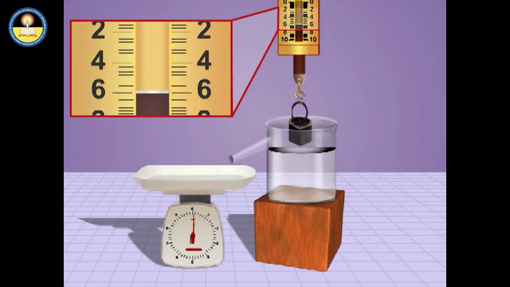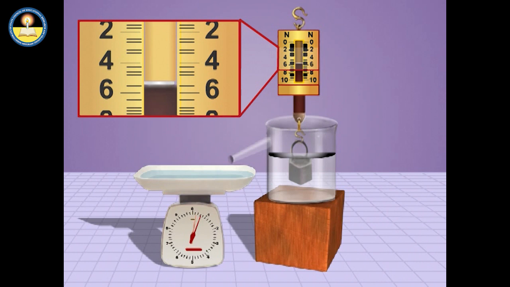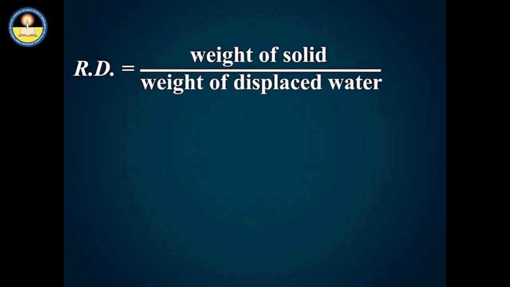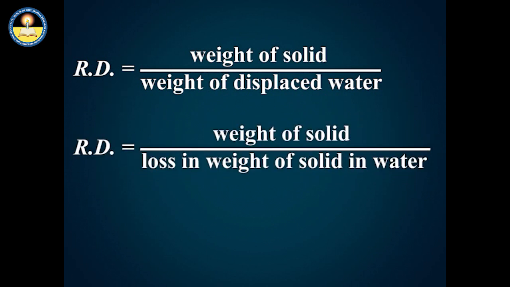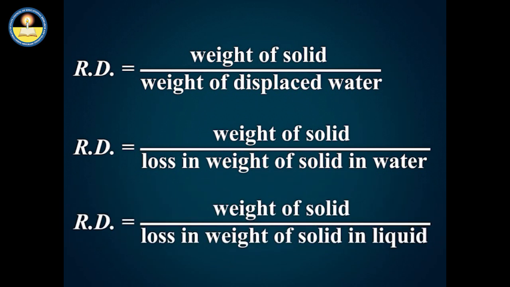Furthermore, when the solid is completely immersed in water, it displaces equal amount of water. Therefore, relative density can be defined as the ratio of the weight of the solid and the weight of the water displaced by the solid. According to the Archimedes principle, this weight of displaced water is the loss in weight of the solid in water. Thereby, the relative density can also be defined as the ratio of the weight of the solid and the loss in weight of the solid in water. In general, for any liquid, it can be the loss in weight of the solid in the liquid.